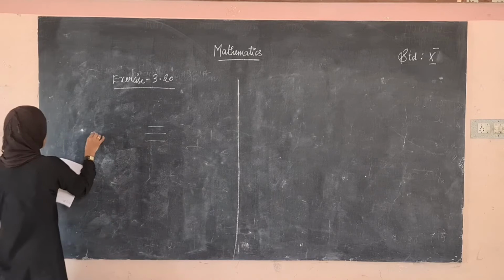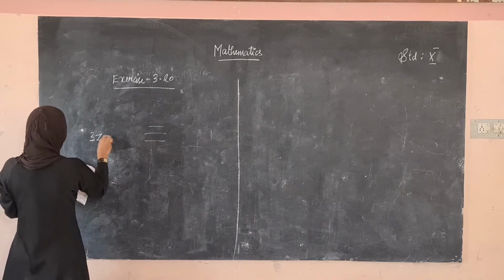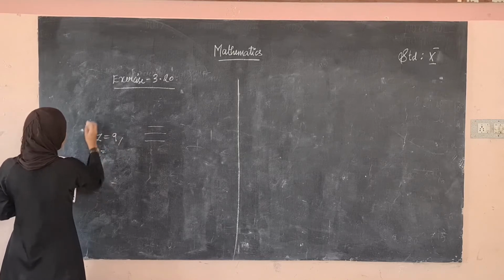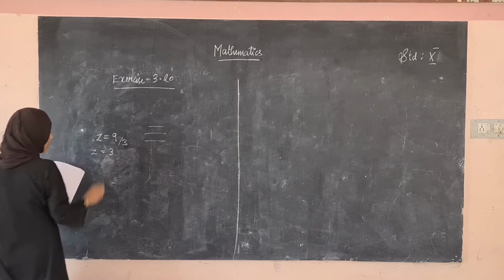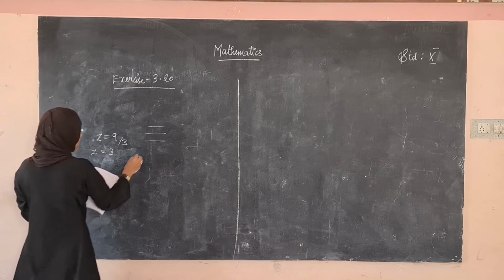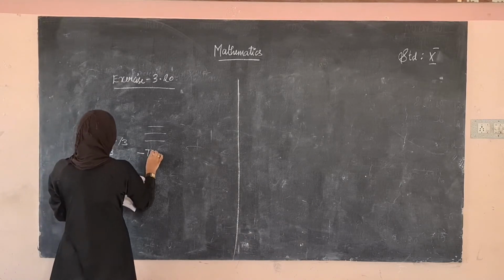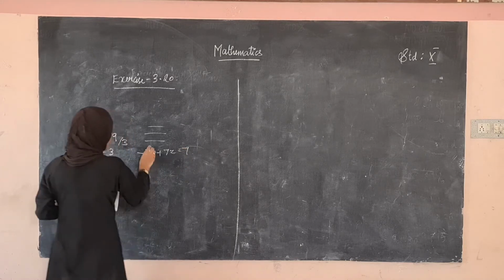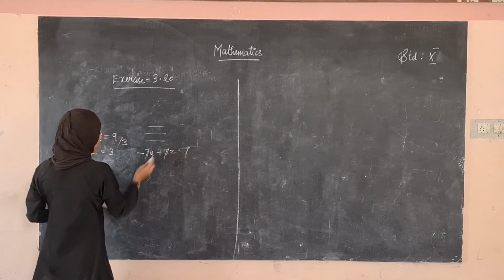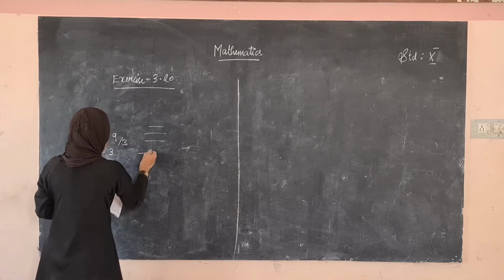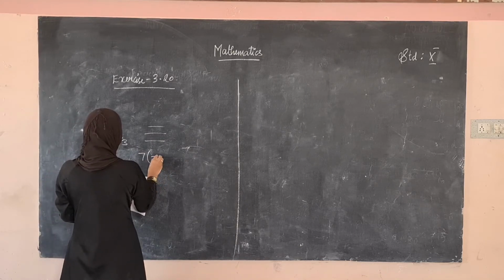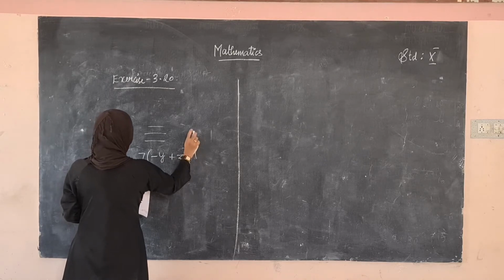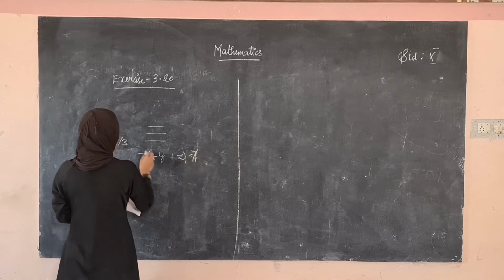See the third equation, 3z is equal to 9. From this we can find the value of z. z is equal to 9 divided by 3. So z is equal to 3. And the second equation is minus 7y plus 7z is equal to 7. Okay, see, we can cancel 7 in all. How can we cancel this? Take 7 outside. If we take 7 outside, this 7 and this 7 get cancelled.